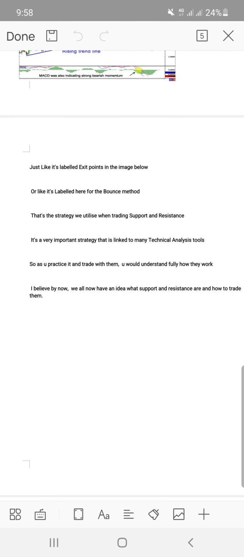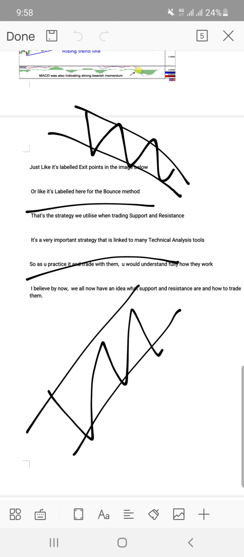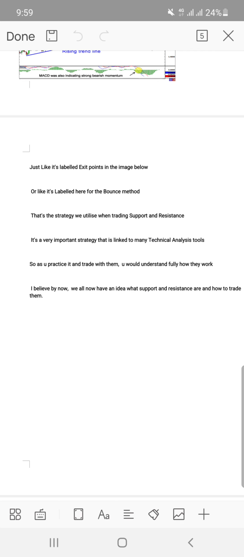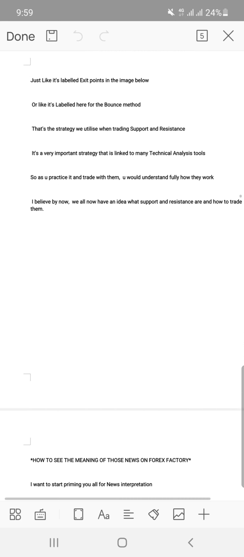So I think from the things I've taught in support and resistance, you should be very good in using support and resistance now, both for horizontal support and resistance, for trend lines, both for trending market up and trending market down. So I think this is where we're going to stop for support and resistance.